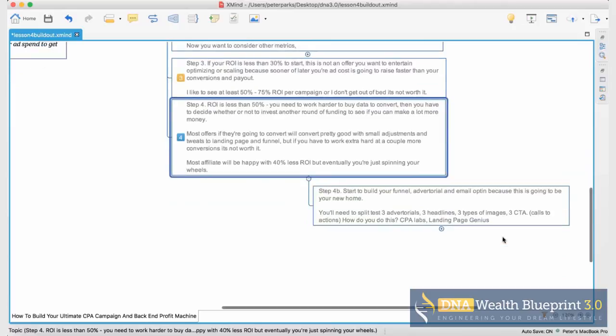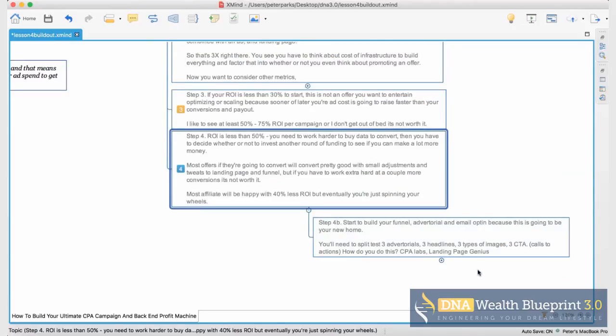Step 4B to this process is if you can get this up to 50% and beyond, okay, you're looking pretty good. So what I would suggest you do after direct linking now is you start to build out your funnel, which means you start to get an advertorial set up, a compliant advertorial. If you want to do this long term, and I'm going to explain later on why you want to do this long term, you want to get your email opt-in set up on your advertorial or on your content-rich product landing page, because this is going to be where your new home is.